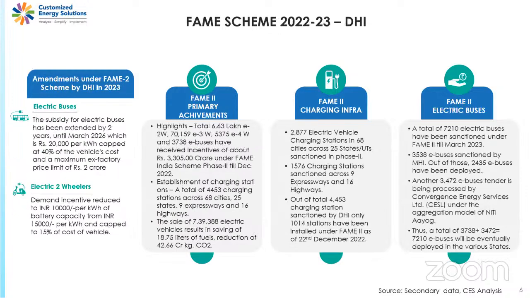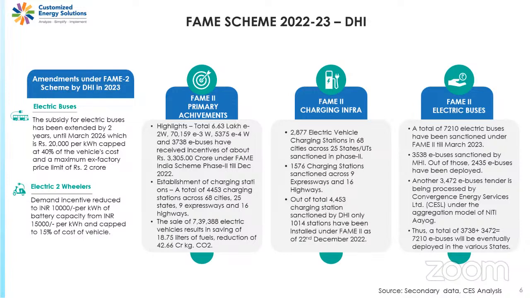So moving on, let's see what happened in the 2022 to 23 financial year. What was the main outlay of it? In this year, we saw around 6.63 lakh two-wheelers, 70,000 three-wheelers, 5,375 four-wheelers, and 3,738 electric buses receive incentives. All these vehicles received a collective incentive of 3,300 crore under the FAME scheme, which is a huge amount, isn't it?